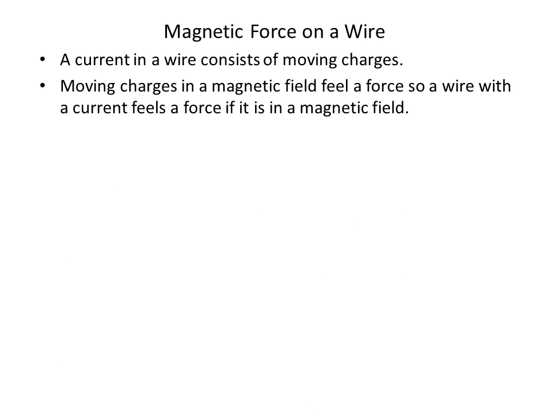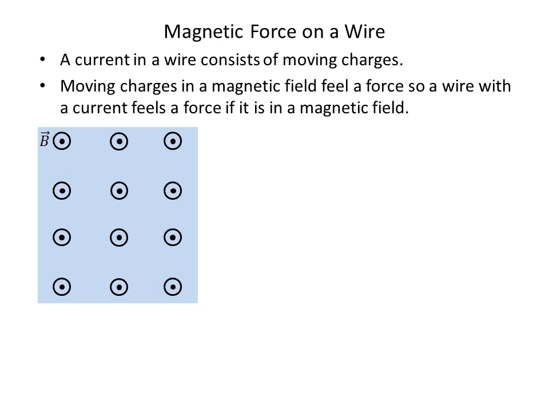In this lecture, we look at the magnetic force on a wire. A current in a wire consists of moving charges. Moving charges in a magnetic field feel a force, so a wire with a current feels a force if it is in a magnetic field. So here we have a magnetic field that's pointing out of the page towards you. We put this red wire into the field, and we get a current.